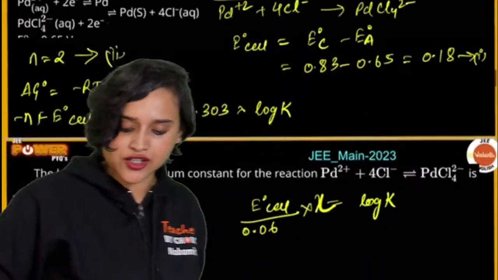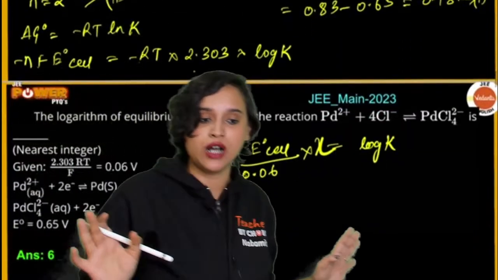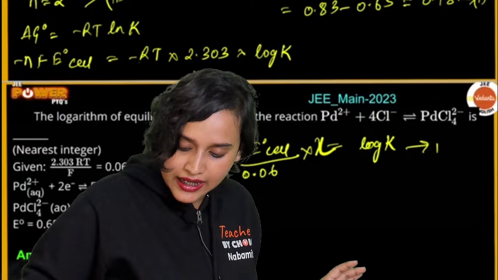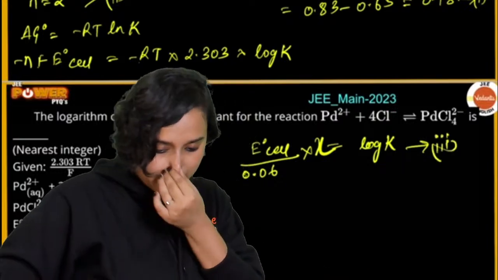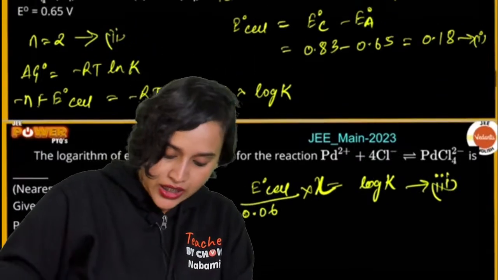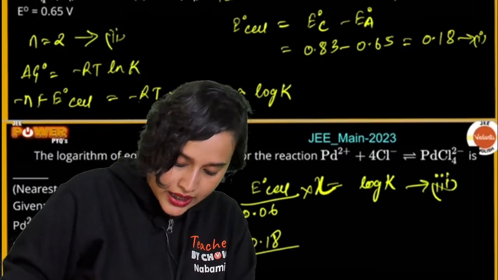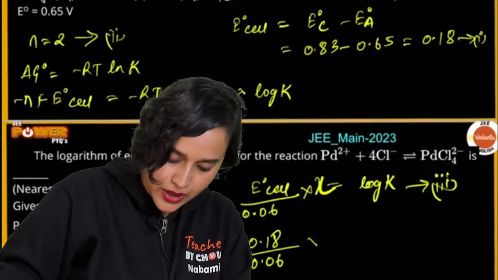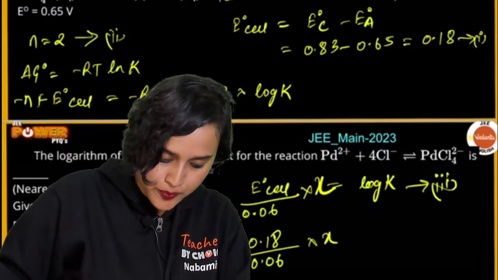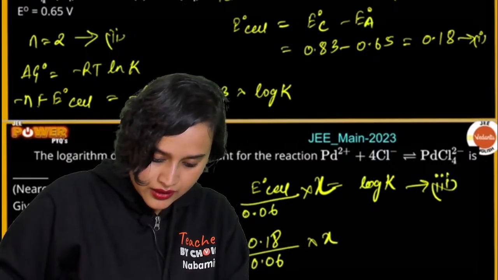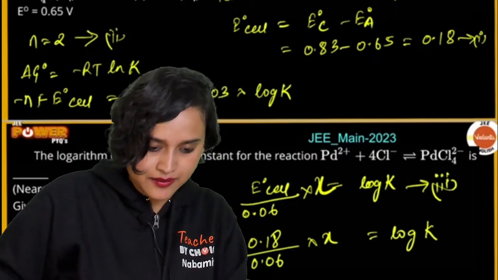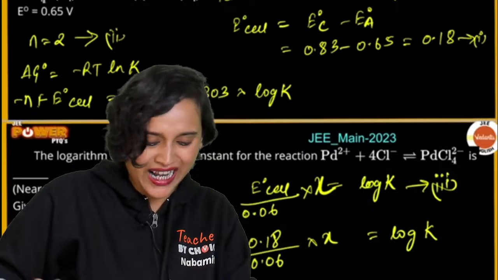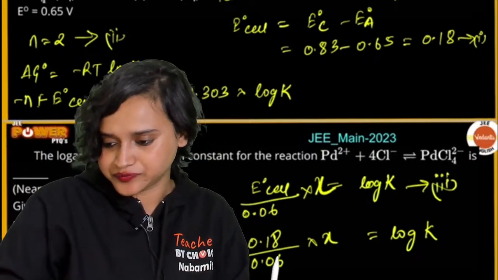Yes, for the redox reaction also you must watch it. Okay, so now what you have to do is, from these three equations, see, the log value. E naught cell value you have. E naught cell is 0.18 divided by 0.06 multiplied with x, the value you do not know, is equal to log of K. Is this x or n? You can take either.